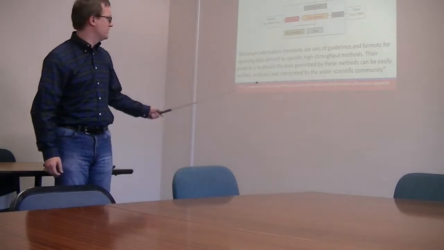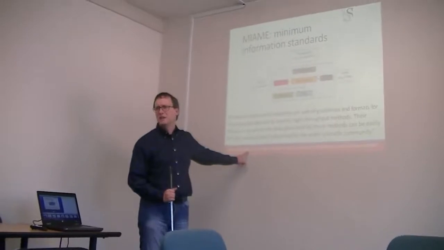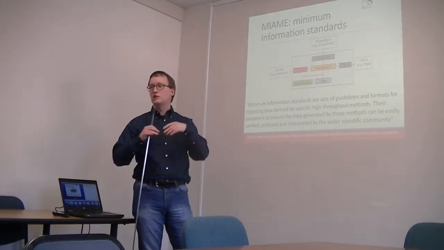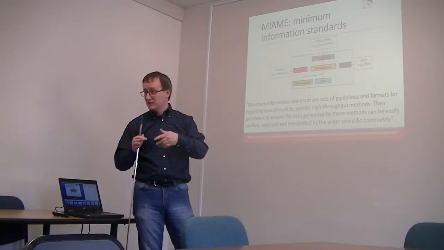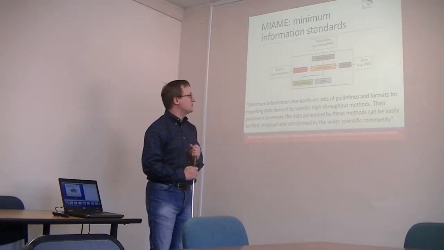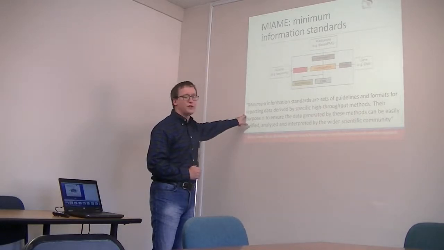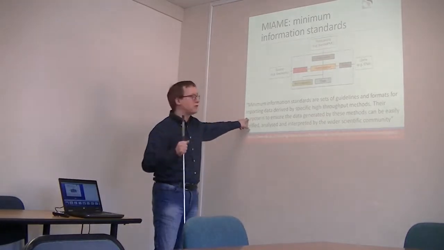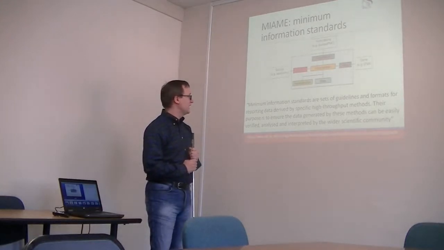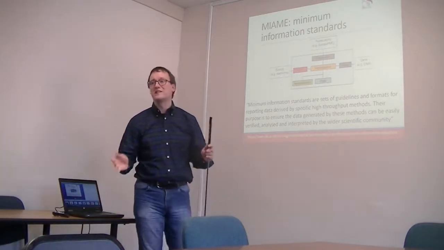So I'm just going to read this quote taken from down at the bottom. This is a post from the European Bioinformatics Institute. It's a very valuable site to know about for accessing all kinds of tools in bioinformatics, and training, for that matter, in bioinformatics as well. So minimum information standards are sets of guidelines and formats for reporting data derived by specific high-throughput methods, sequencing, microarrays, whatever. Their purpose is to ensure the data generated by these methods can be easily verified, analyzed, and interpreted by the wider scientific community.